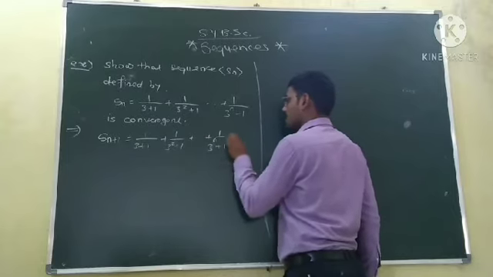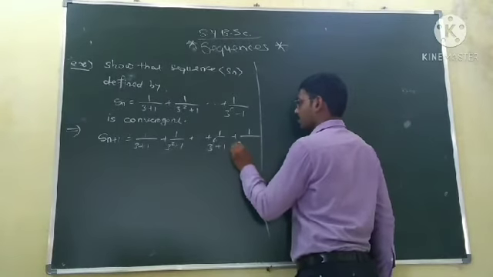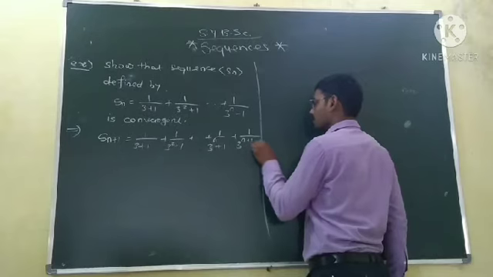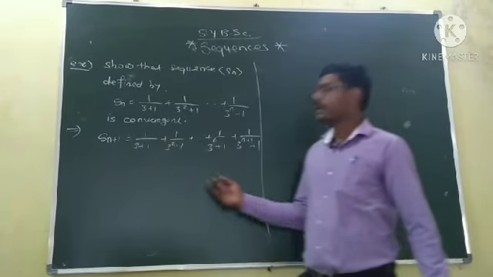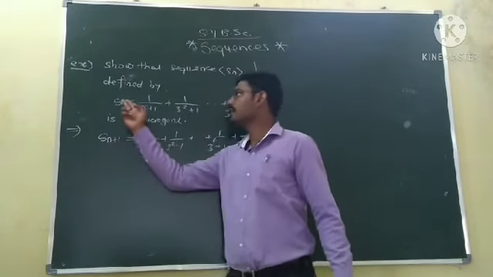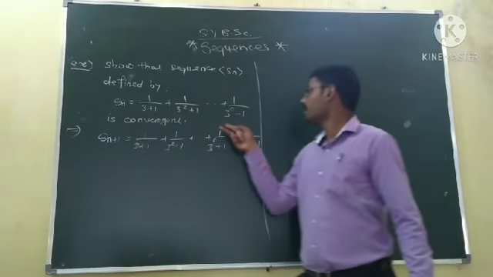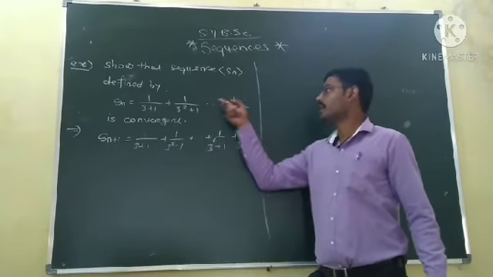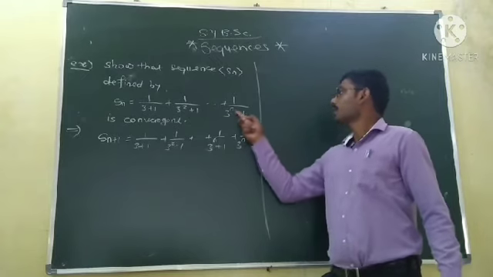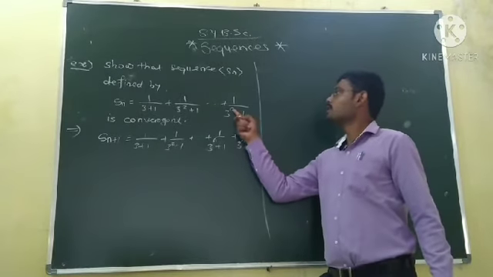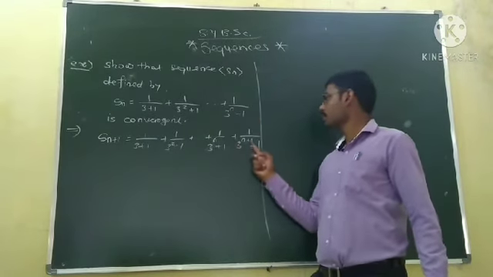Okay, plus 1 and the last term 3 raised to power n plus 1, plus 1. How do we derive the n plus 1 term of Sn? We just add one more element to the n terms. The last term will be just n plus 1 here, so 3 raised to power n plus 1, plus 1.